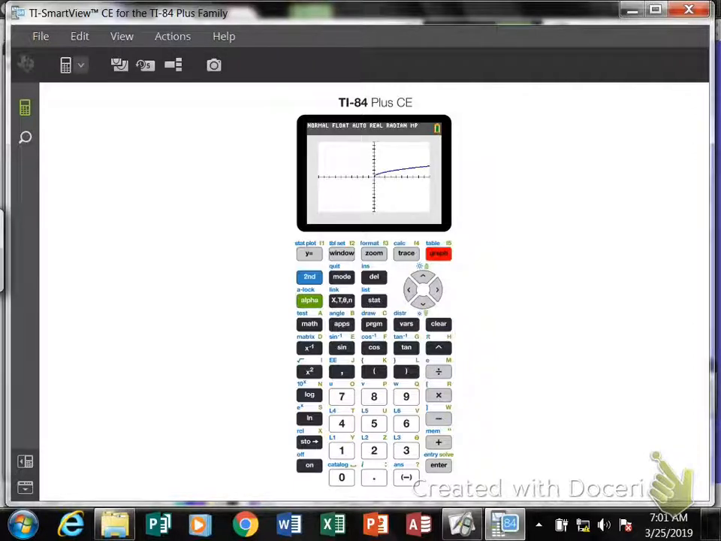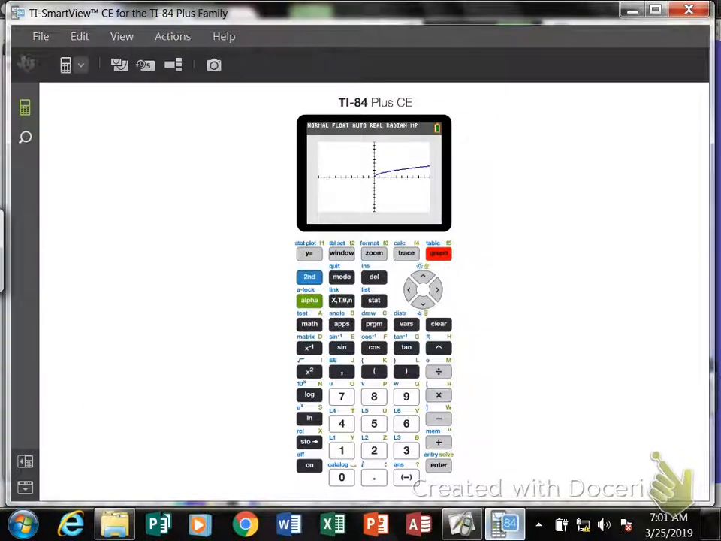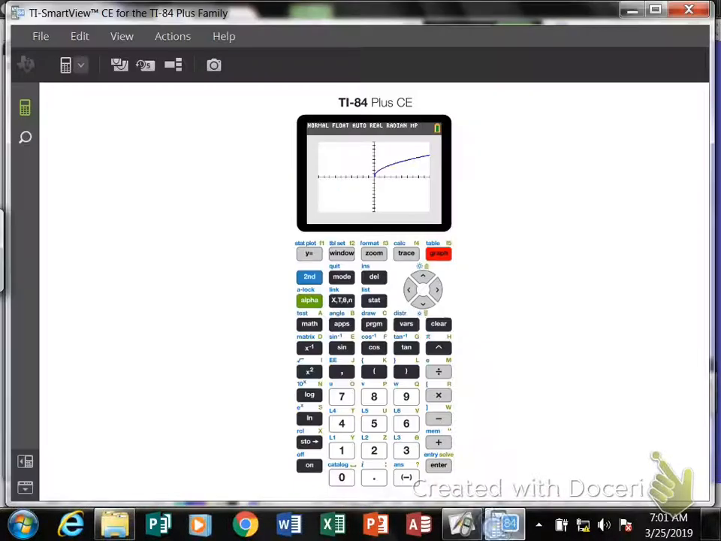Or even 2 root x? I believe it was. Let me go back here. Yep, 2 root x. So y equals 2 root x. Graph it. So our domain would be numbers for x greater than or equal to 0, and our range would be y is greater than or equal to 0. So our domain, x is greater than or equal to 0, our range, y is greater than or equal to 0. All right, now I'm comparing it to the parent function. So the parent function is the square root of x.